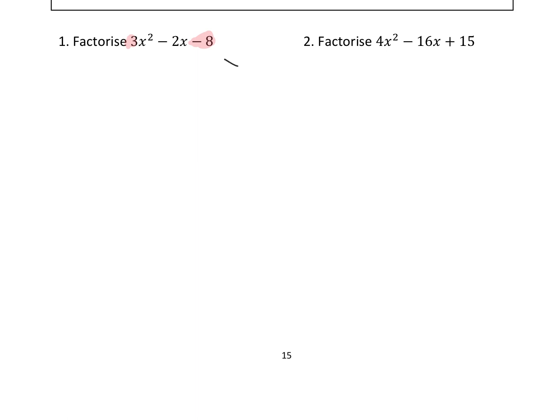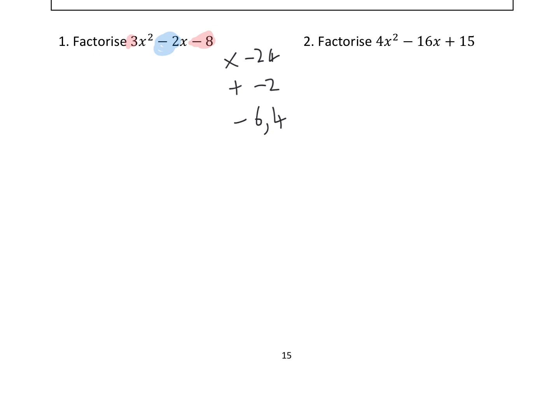So I'm looking for 2 numbers which times to give the ends, which is minus 24. You have to add to give the middle number, and the middle number is minus 2. So what 2 numbers times to give minus 24, and add to give minus 2? The answer is minus 6 and positive 4.